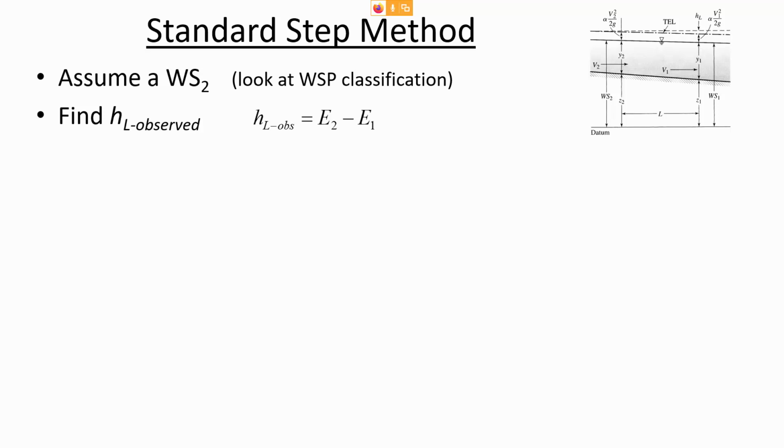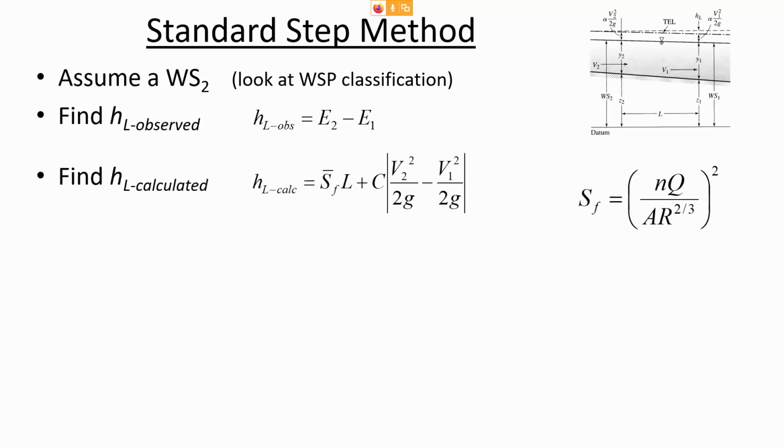Now, once you have a guess for what is the depth at 2 and the water surface at 2, on the basis of that guess, you're going to determine the observed head loss with this formula. So the observed head loss will just be the difference in the total energy at 2 minus the total energy at 1, where the total energy that we're talking about is the water surface and the velocity head.